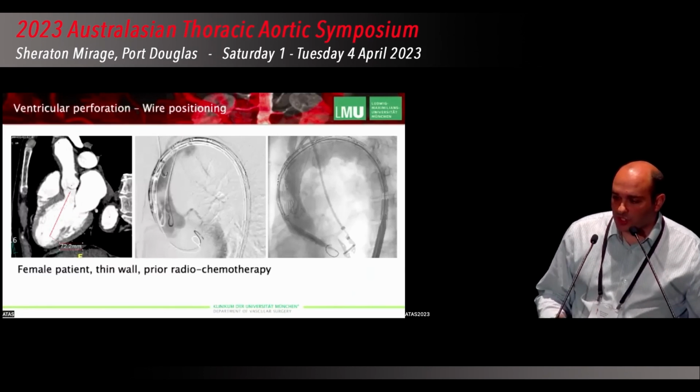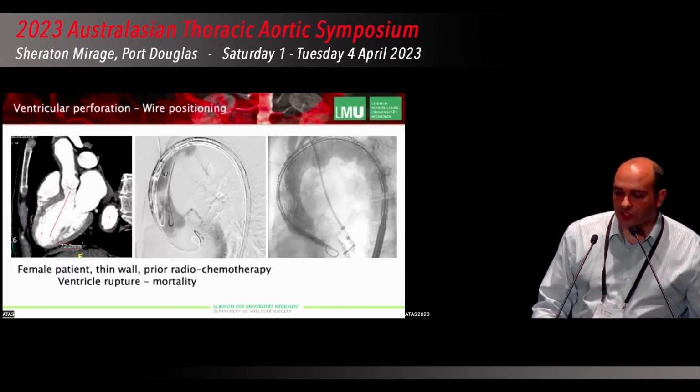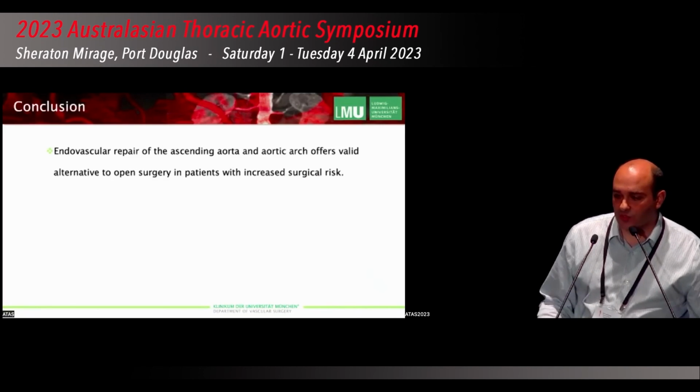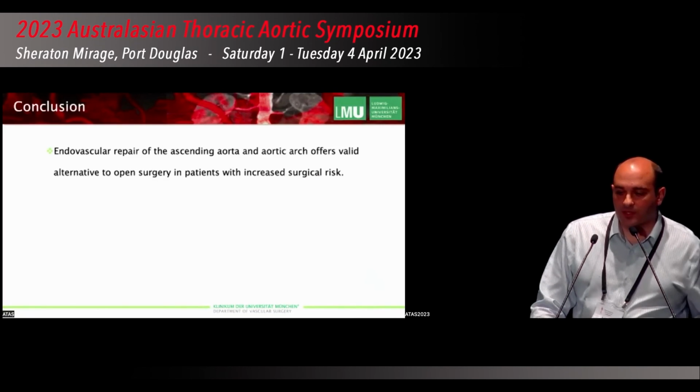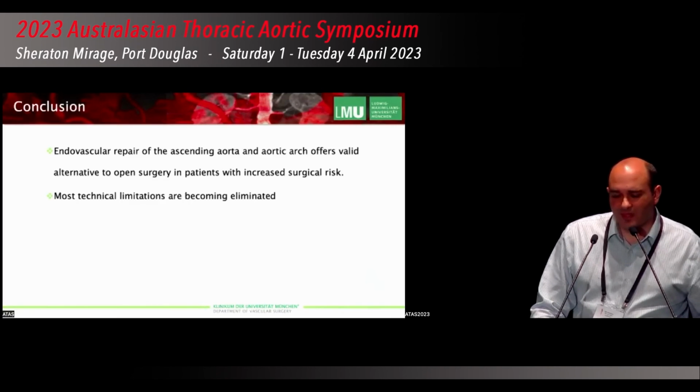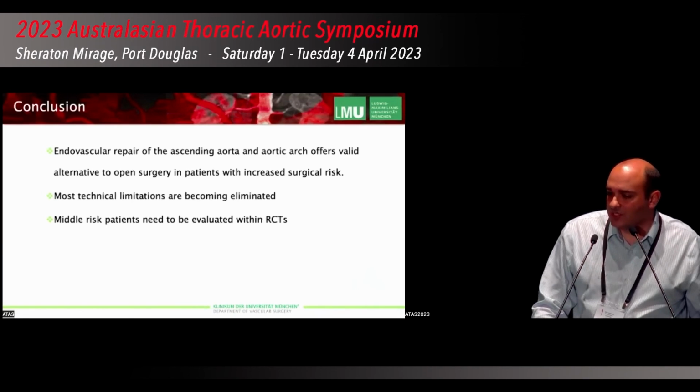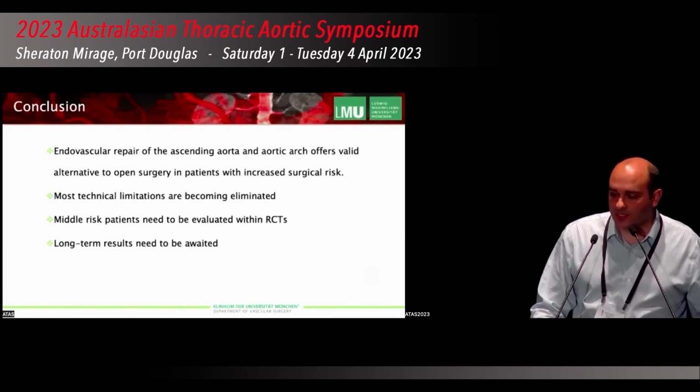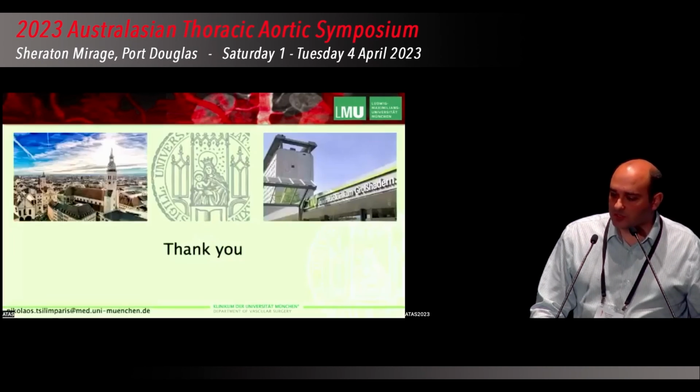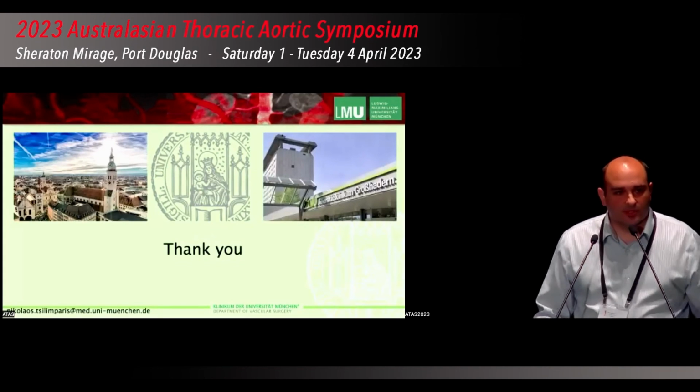So definitely a few things where we need to be more cautious, but to summarize, endovascular repair is a good alternative right now for high-risk patients. A lot of technical limitations are getting eliminated. For middle-risk patients, we need to wait and see how they're going to evolve, and we need some good studies to really evaluate it in the long term. But of course, the future is going to be more endovascular, and with this, I would like to thank you for your attention.